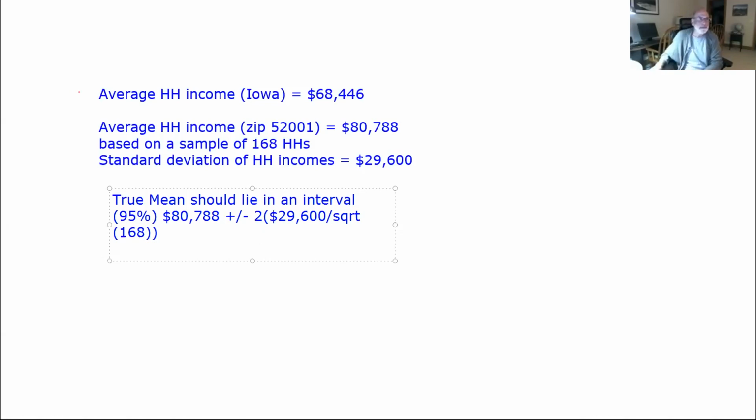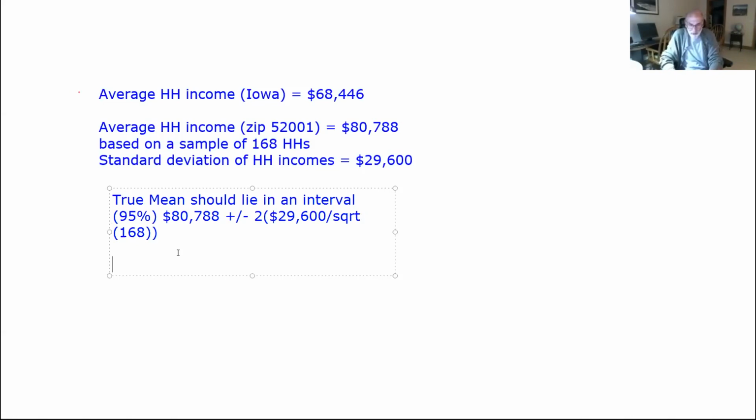So what I need to do is multiply this term by 2. So I'm taking the mean from the sample, and I'm going 2 standard errors, which is the standard deviation of the sampling distribution, on either side in order to get 95% of the probability. The standard error itself is the standard deviation of the population, which we're replacing with the standard deviation of the sample, divided by the square root of the sample size.